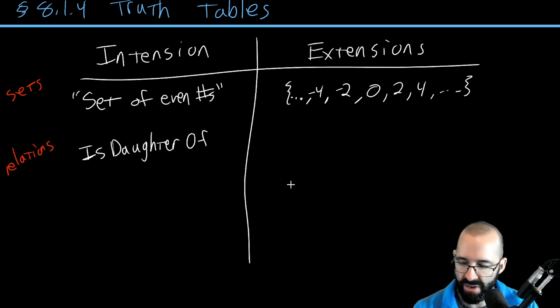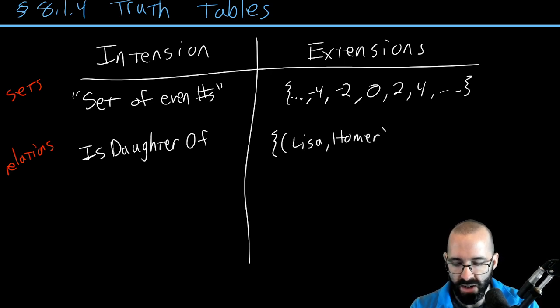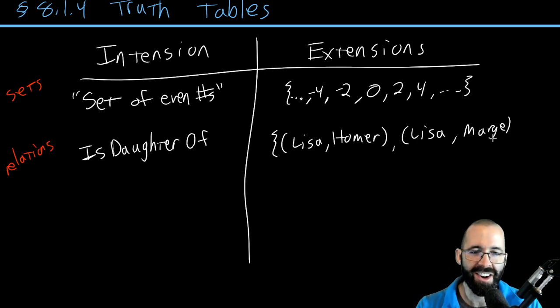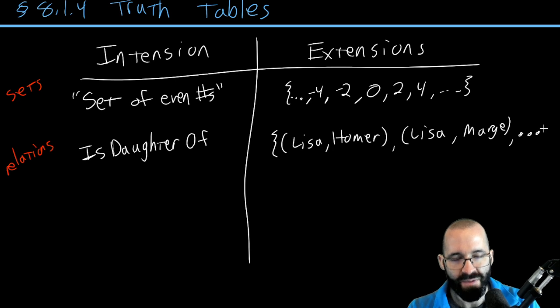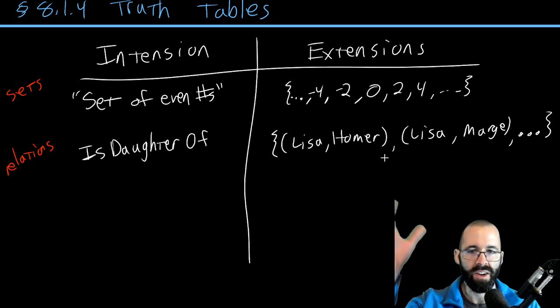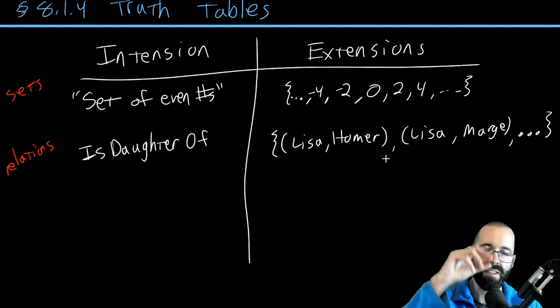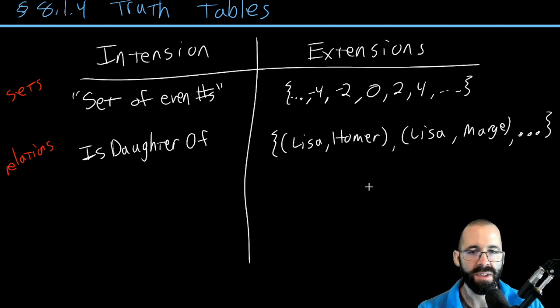And again, the author of this textbook likes The Simpsons. So for example, that relation would be the set. Remember, all relations are just sets of ordered pairs. So it could be the ordered pair Lisa and Homer, because Lisa is the daughter of Homer. This is the extension, right? And then so on and so forth. We'd also have the ordered pair Lisa, Marge. I don't know if I've ever seen an episode of The Simpsons, but I know who these characters are, I think. And so on and so forth with all the daughter, parent combinations of Simpsons characters.